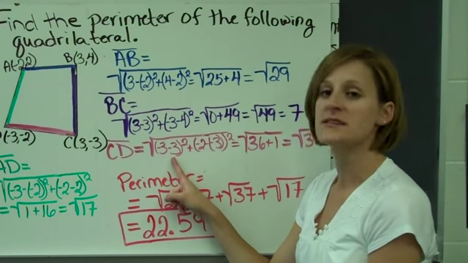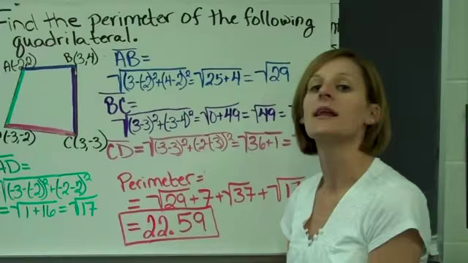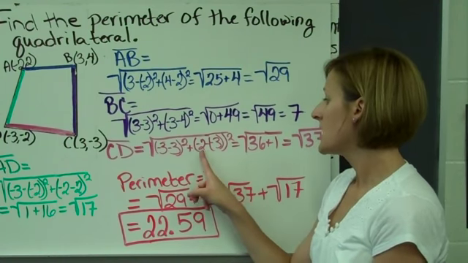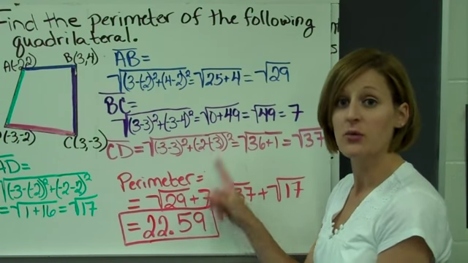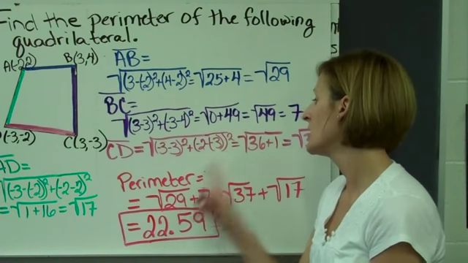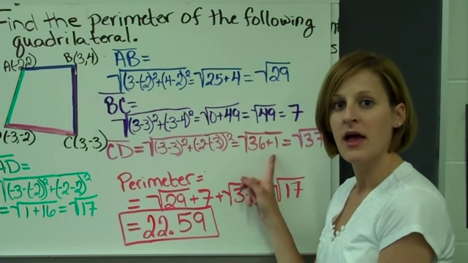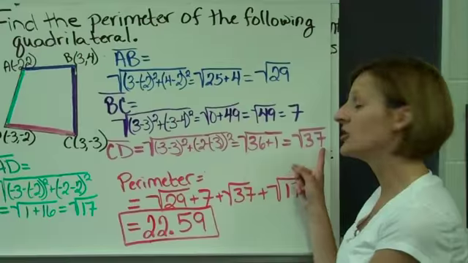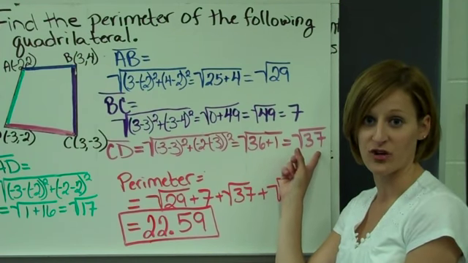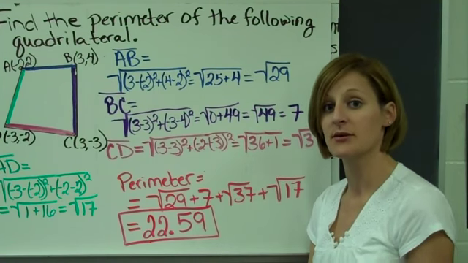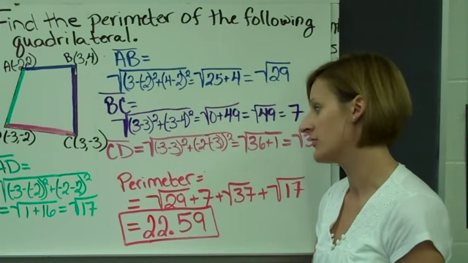3 minus 3 is negative 6. Square it, you get a positive 36. Negative 2 minus the negative 3, we get a positive 1. Square that and you get 1. Add 36 and 1 together and you get the square root of 37. Keep it as the square root of 37 until we add them all together.